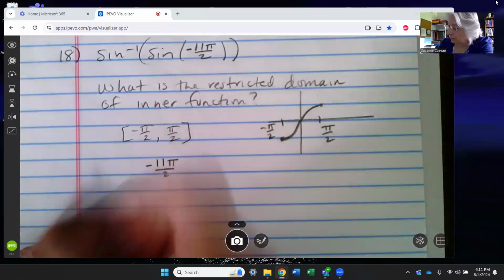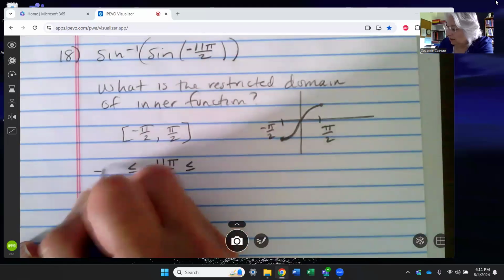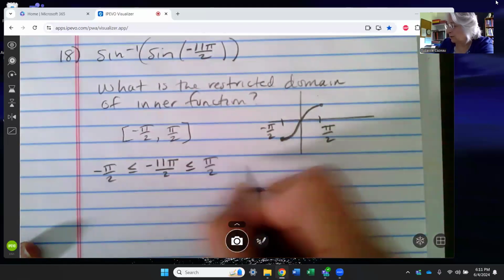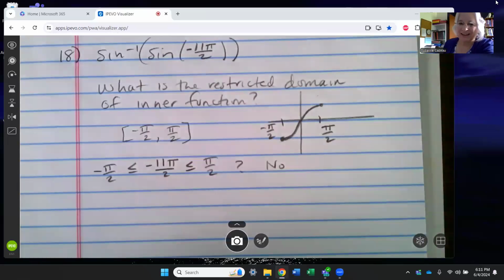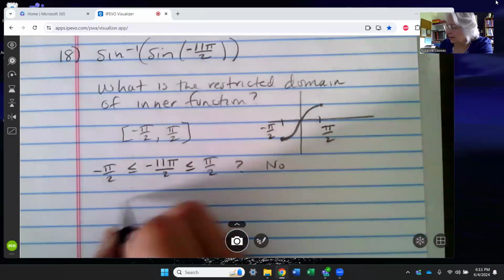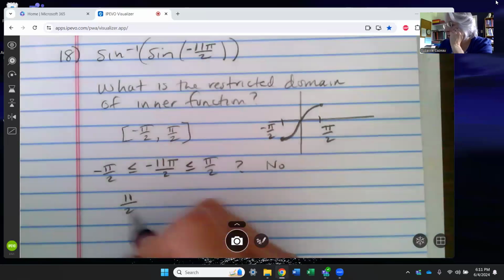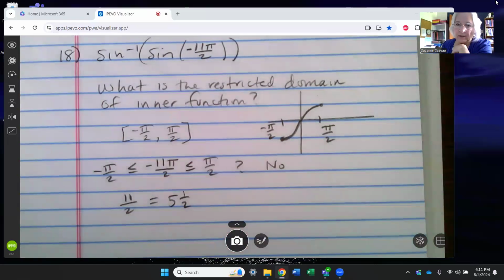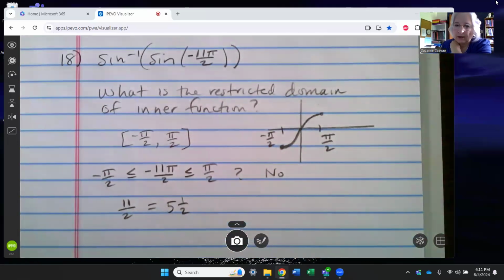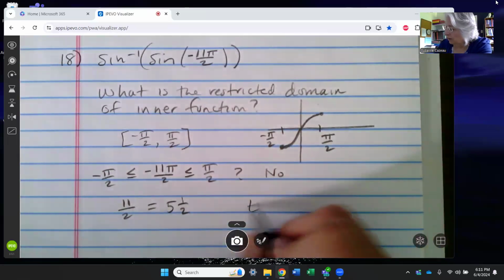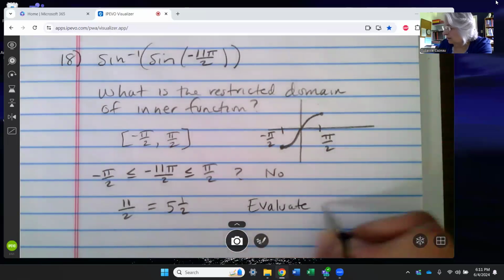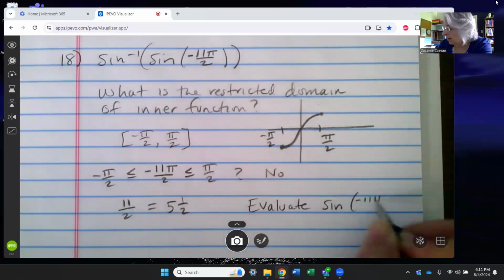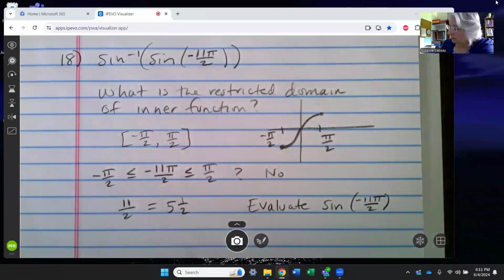Negative 11 pi over 2, is that in between negative pi over 2 to pi over 2? And the answer is no. Right? What is 11 halves? 11 over 2, 2 goes into 11, so we got 5 with 1 left over. Okay. So it's totally not in there. So what we want to do is evaluate the inner function. So we are going to evaluate sine of negative 11 pi over 2, right?